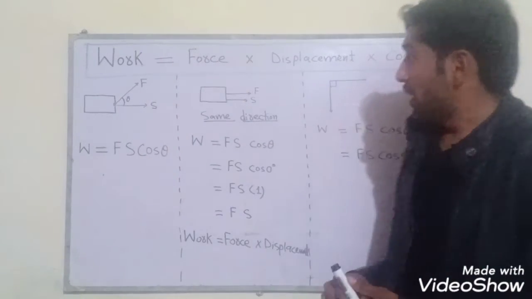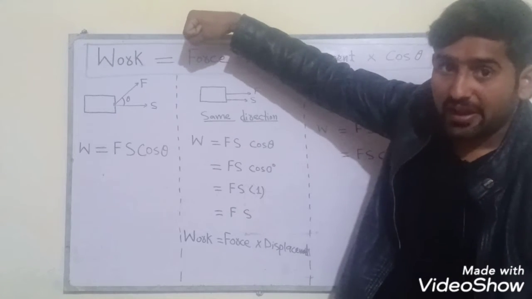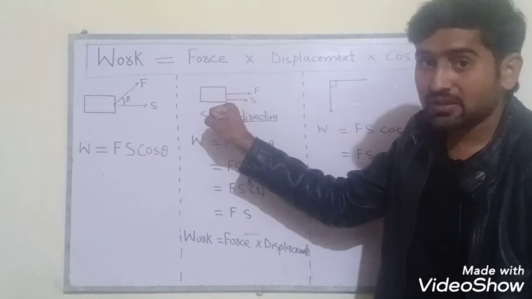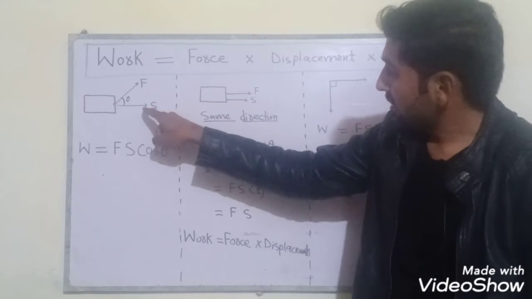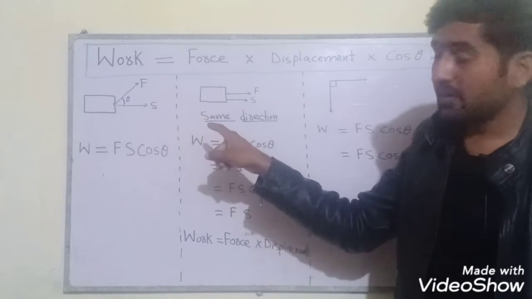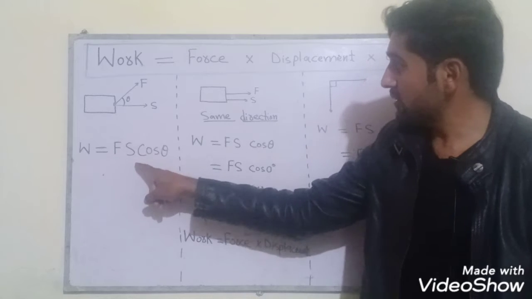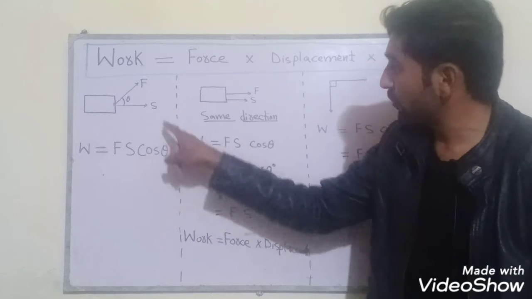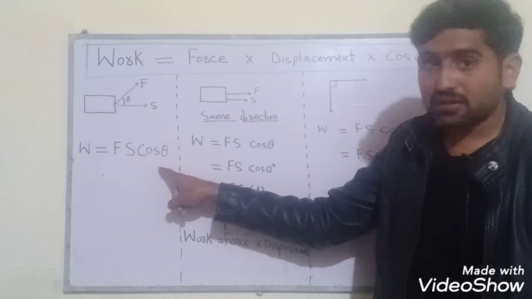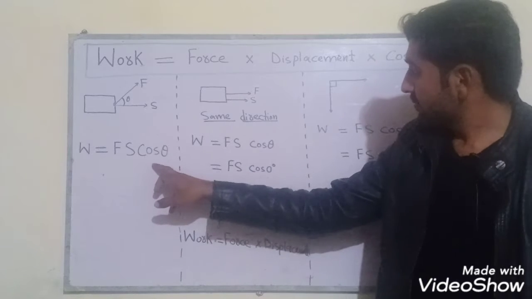Work is equal to force multiplied by displacement, but in particular conditions. Let's suppose I apply some force in this direction and displacement takes some other direction, and the angle between force and displacement is theta. Work W is equal to force into displacement into cos of this theta. Cos has some mathematical ratio, I give some value for it.